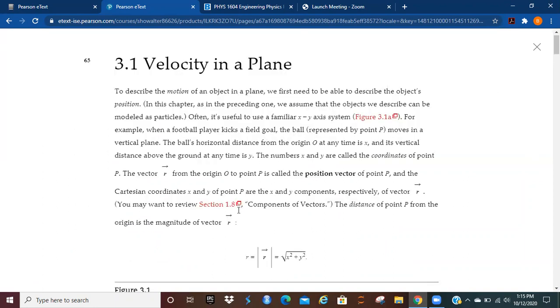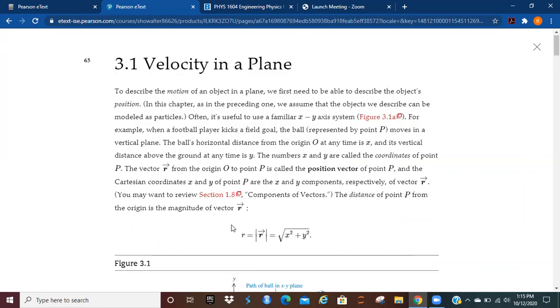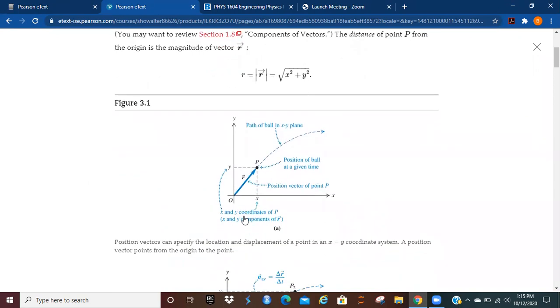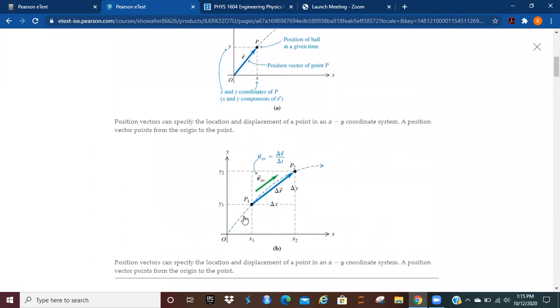Now, the vector r, your displacement vector, if we look at it component-wise, in other words, take the absolute value of that vector, it's going to be the square root of the sum of the squares of the individual components. That's going to give us the distance. That's an important detail to remember.